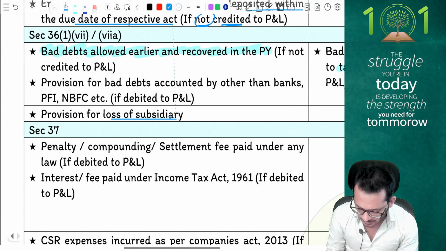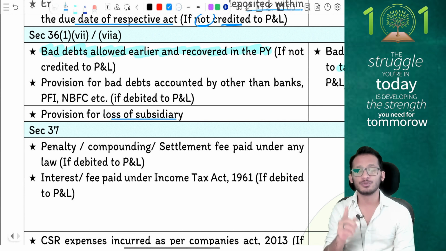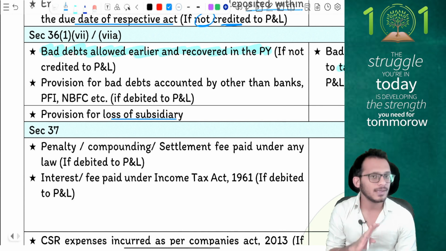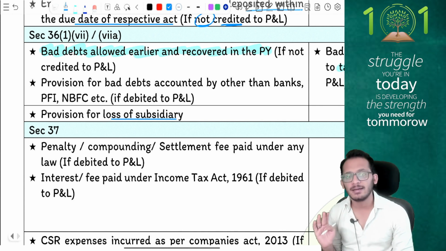Next one, people, when it comes to provisions, income tax also comes and says if you have incurred any kind of provision for loss on subsidiary, that's merely a notional loss. There is no such actual loss happening here. Therefore, it will get disallowed. There is no such provision which is allowed as deduction.